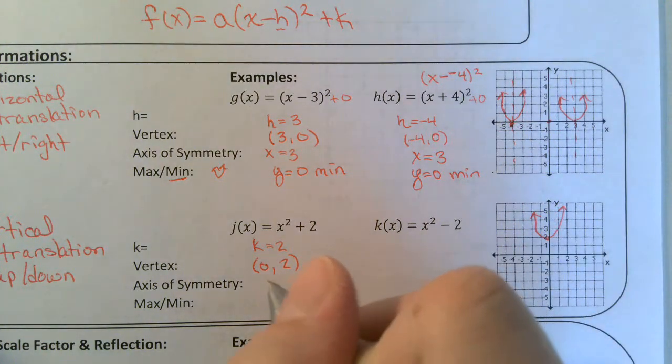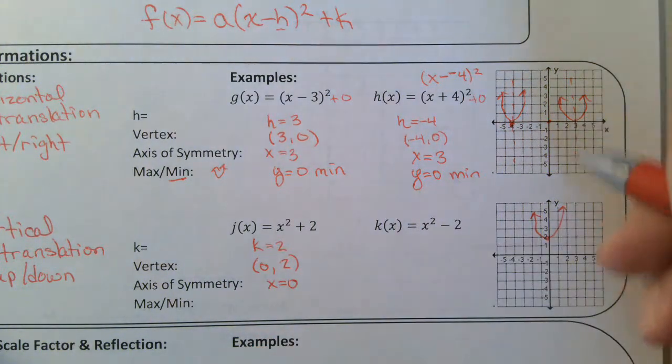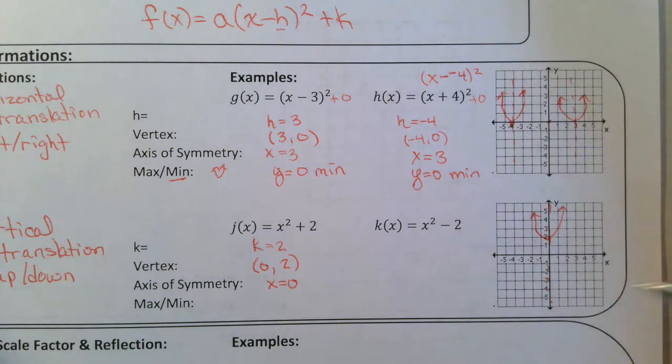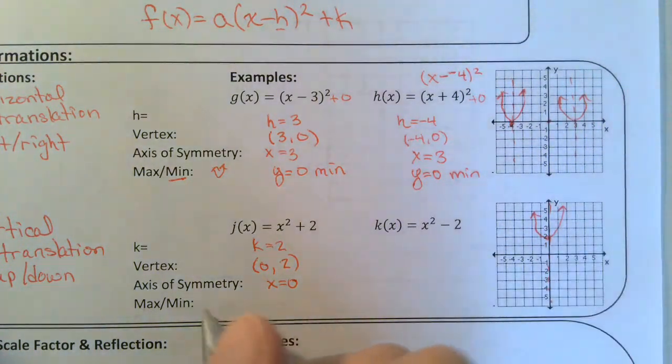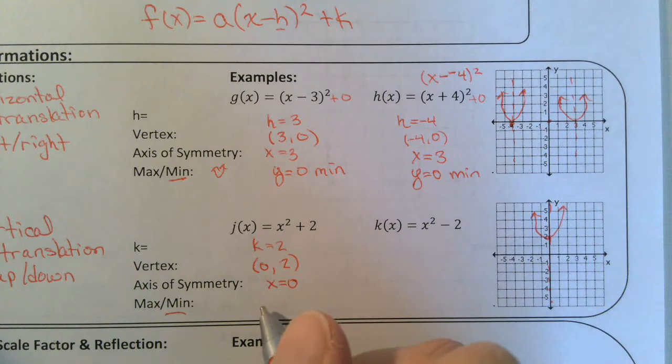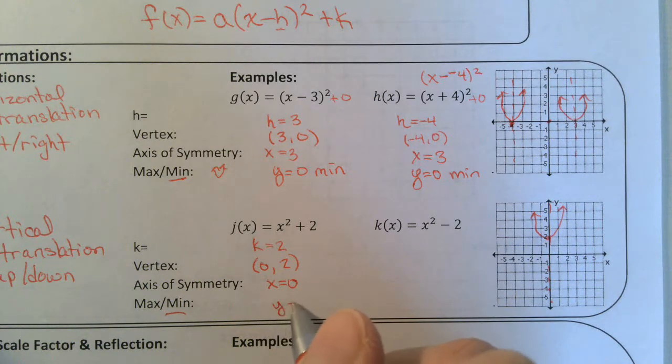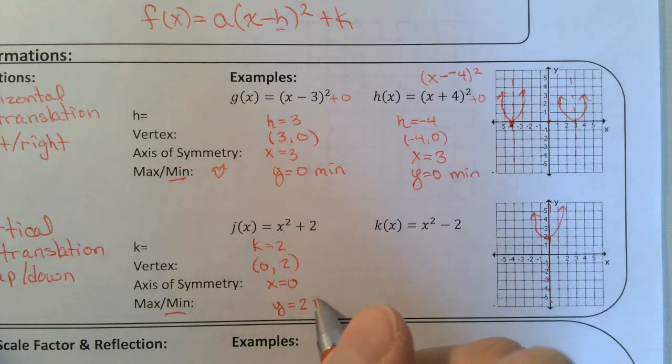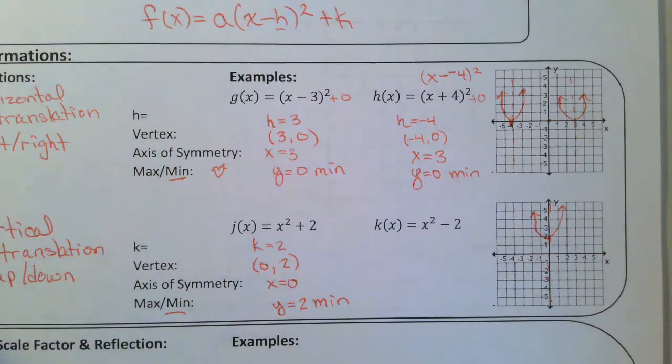My axis of symmetry would be at x equals 0. It's going to cut right through here. Max or min, well, it's going to be a minimum because it's opening upward, and it'd be a minimum at y equals 2. Remember, the max or min comes from the y value of the vertex.